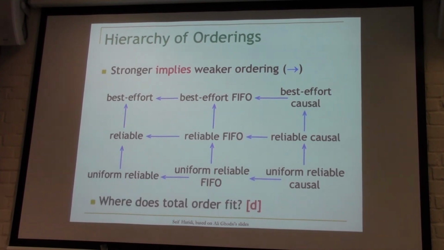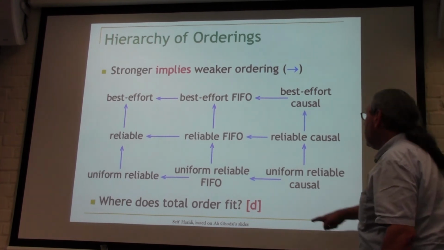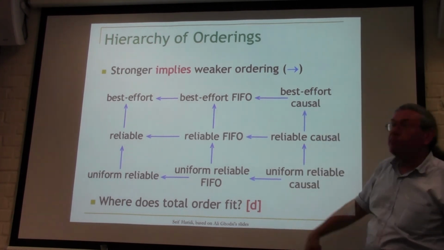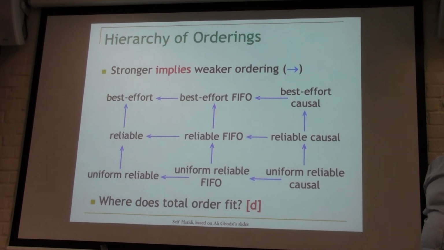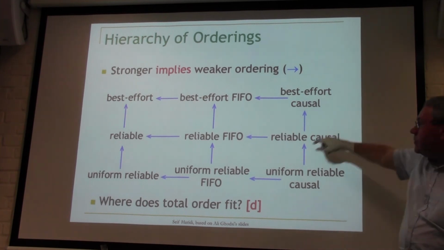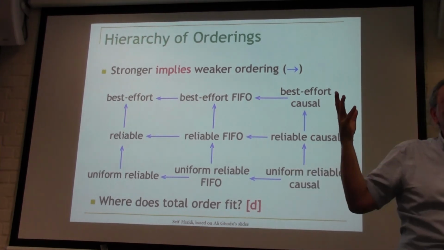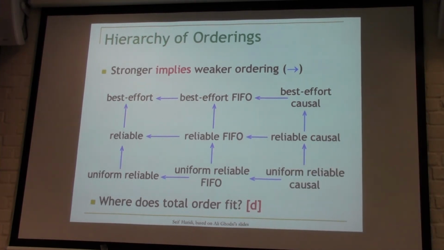Okay, but total order is not there. Where does total order fit in this diagram? How would I add total order to this diagram? Where does it fit? Is it down here? Here? Is it there? Where is it? Where does total order fit? Interesting question, huh?